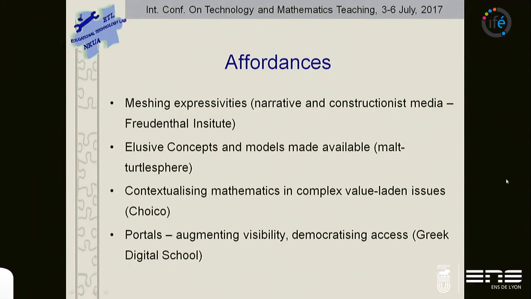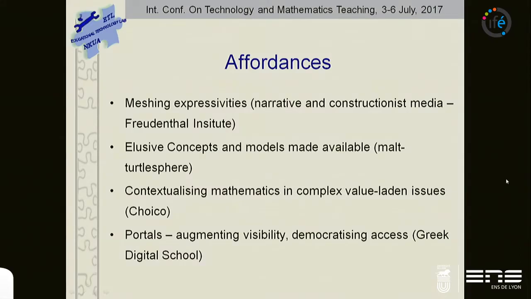With respect to technological affordances, first of all, the idea of meshing different kinds of expressivity together. This is in the MC Square project. We had a meshing of digital storytelling with very diverse constructionist media, so teachers felt free to think and generate stories and have different kinds of widgets in the story for students to use and do things with. Secondly, tools that allow students to think of mathematical objects that are very hard to think about otherwise. We'll see an example.